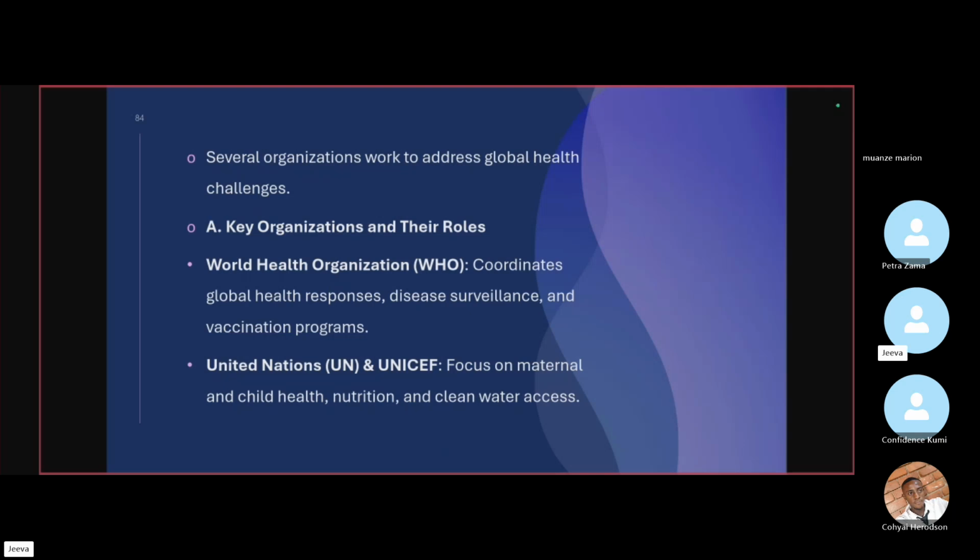There are several organizations which work to address global health challenges. First, the key organizations and their roles. For example, WHO, the World Health Organization, coordinates global health responses and disease surveillance, and conducts various vaccination programs to educate people on the need for vaccinations. Another body is the United Nations, or UNICEF, which focuses on maternal and child health, nutrition, and clean water access.